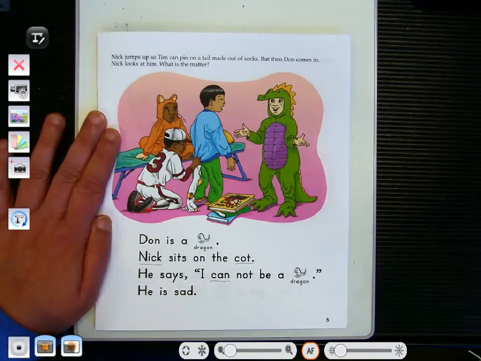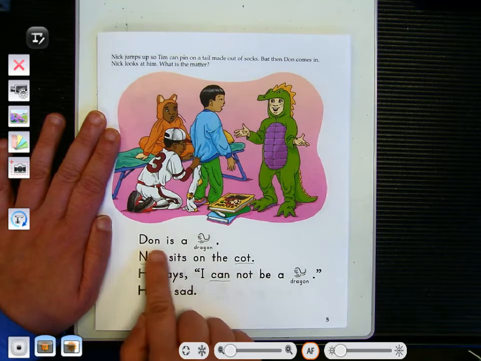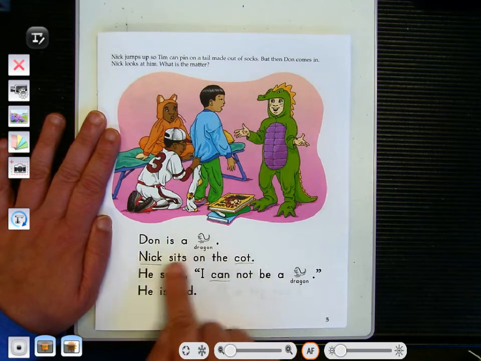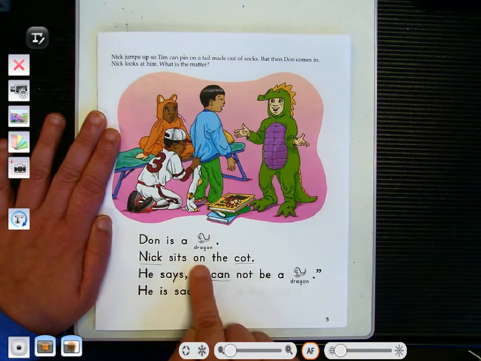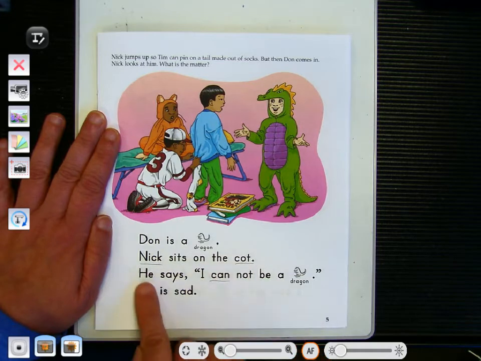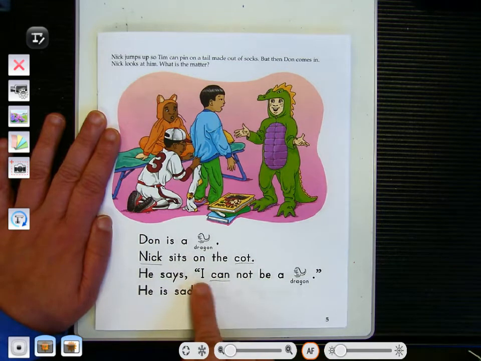Let's read that page fluently. Don is a dragon. Nick sits on the cot. He says, I cannot be a dragon. He is sad. Your turn.